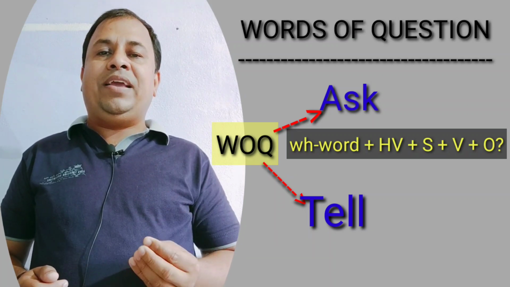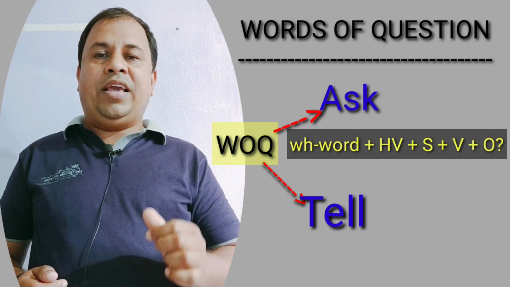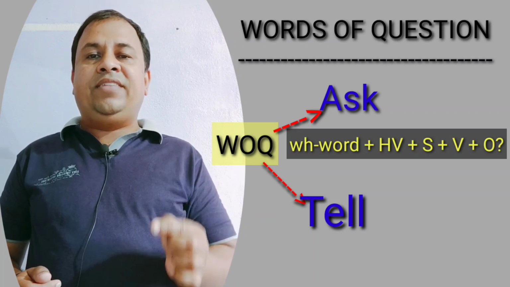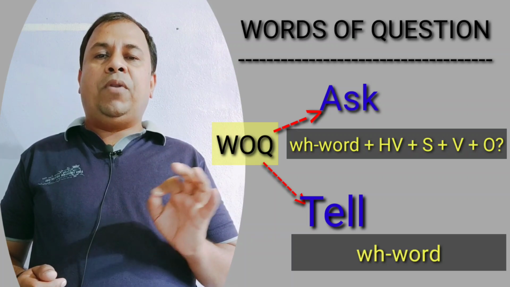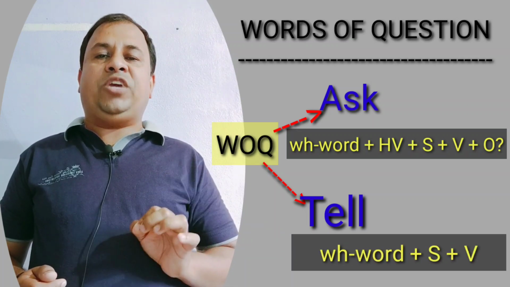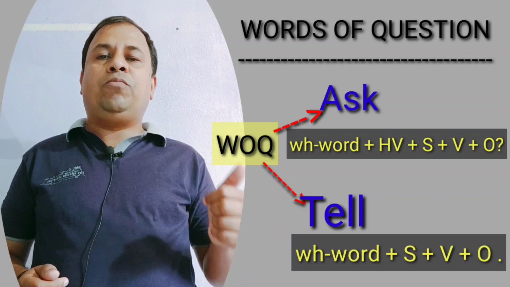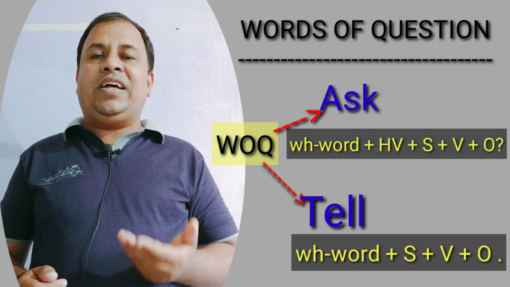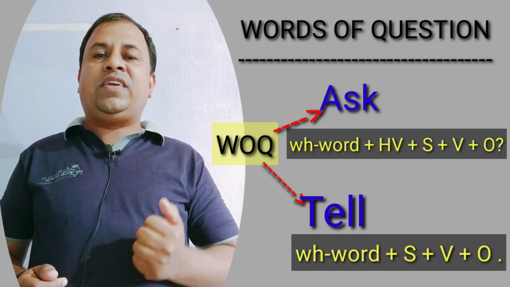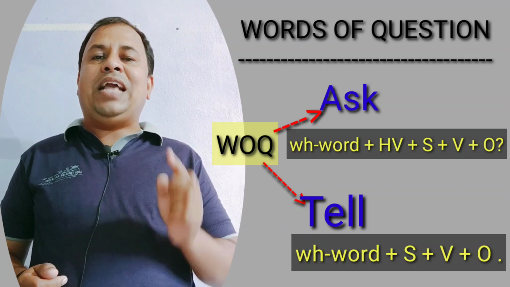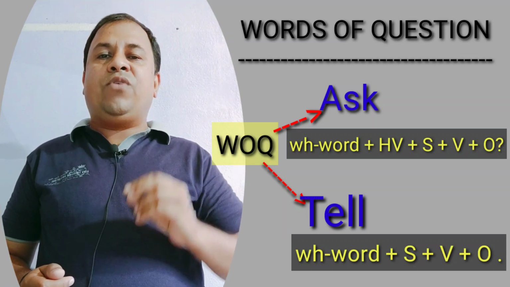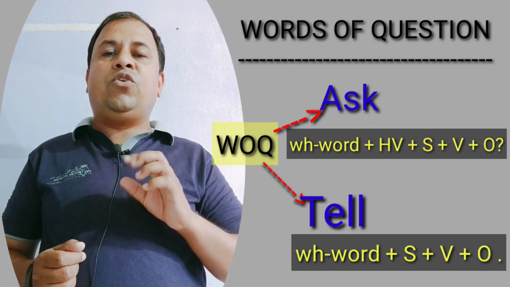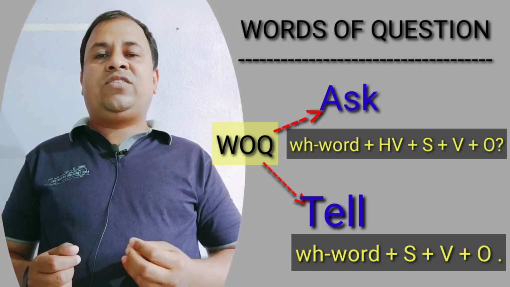If we don't ask the question with the help of words of questions, in such a case the formula will be a little bit different. To tell the answer to anyone, the formula will be WH words plus directly subject plus verb plus object, and then full stop. You can ask me, sir, in the first formula there was a helping verb before the subject, but in the second formula there is no helping verb before the subject. I would like to answer this question.